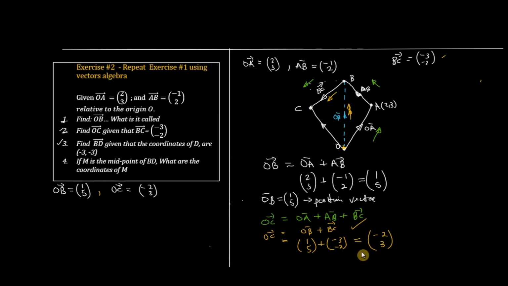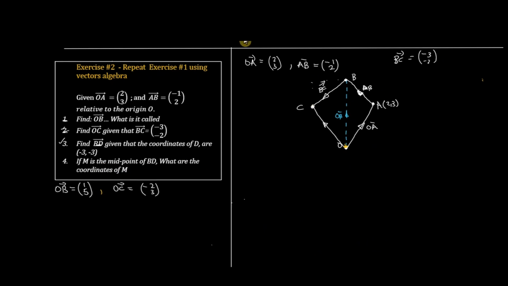So now we go to part 3 of our question, and we're asked to find the vector BD, given that the coordinates of D are (-3, -3). So we're given the coordinates of D as D at (-3, -3). So on our sketch, we would imagine that it's 3 units displaced to the left, 3 units down, so D would be somewhere around here.